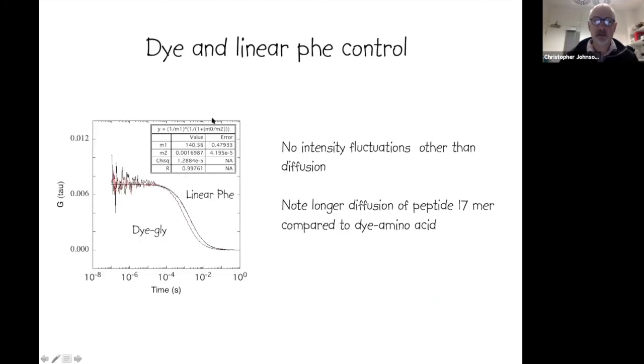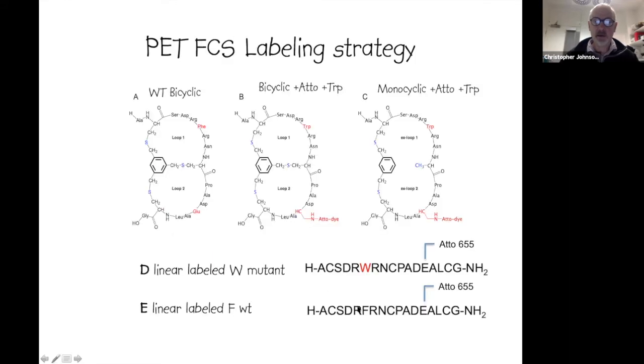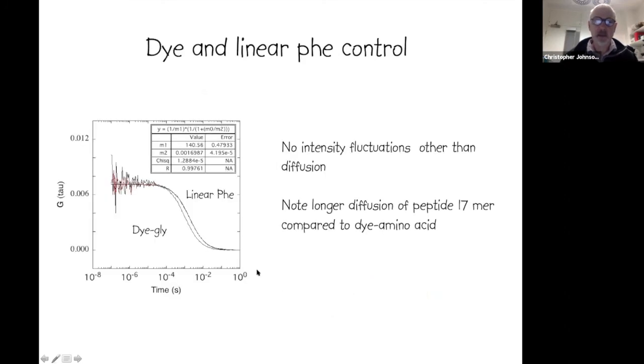So what did we see by FCS? Well, if we looked at the dye alone, we saw simple diffusion of our oxazine fluorophore. And then again, when we looked at the linear peptide here, without any quencher at this position, without the tryptophan, so we have phenylalanine, then we again see just simple diffusion. Obviously, the diffusion is over a longer time scale because we're looking at not just the fluorophore, but a 17 amino acid length peptide, so it diffuses slower.